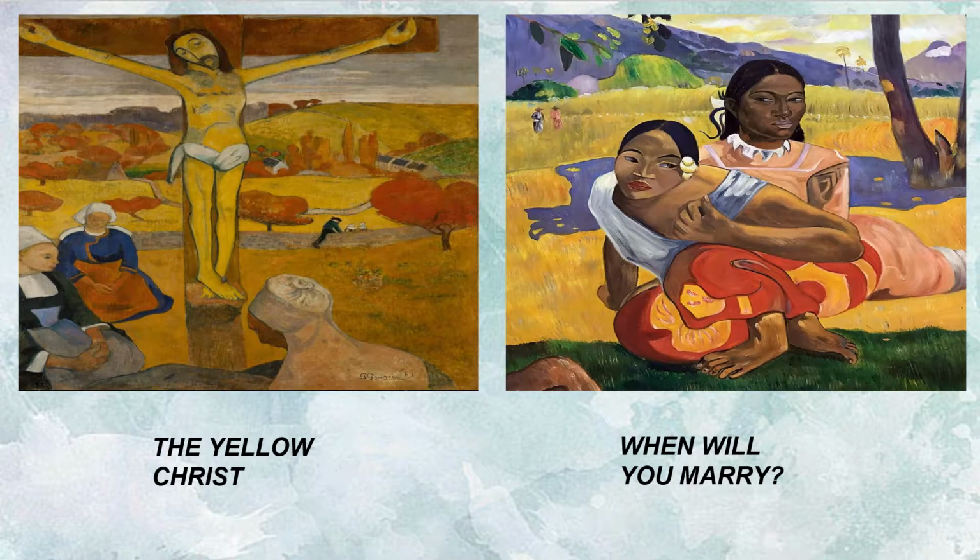Now we see some of the paintings of Paul Gauguin. The Yellow Christ shown on the left and When Will You Marry shown on the right.